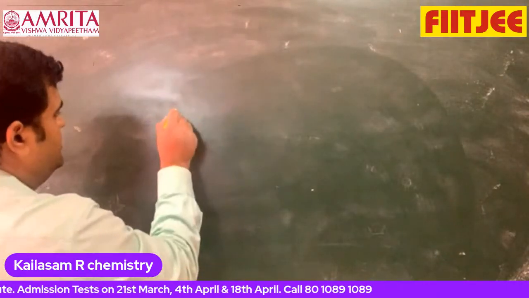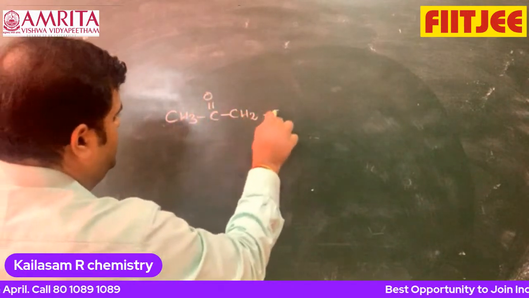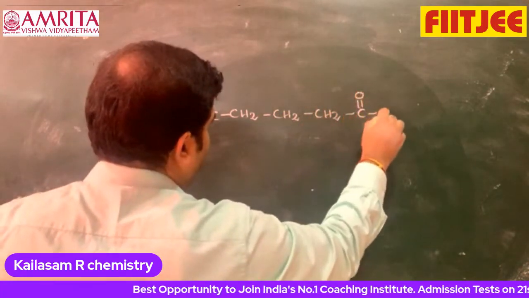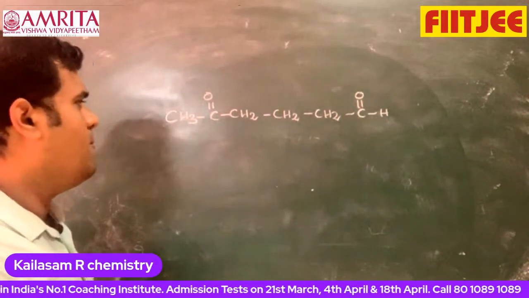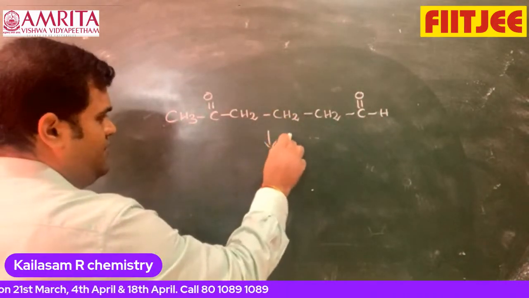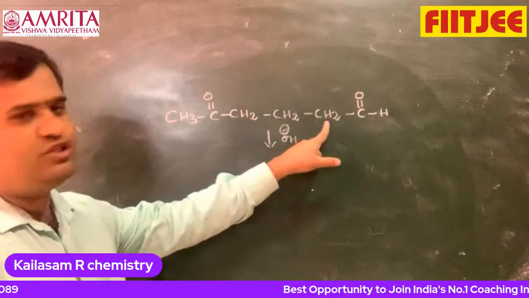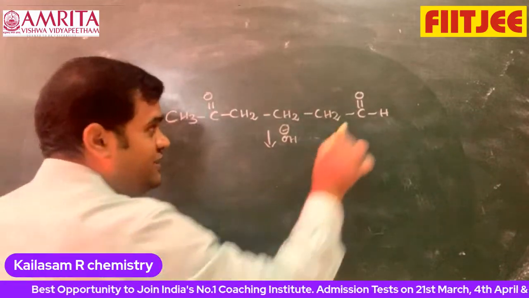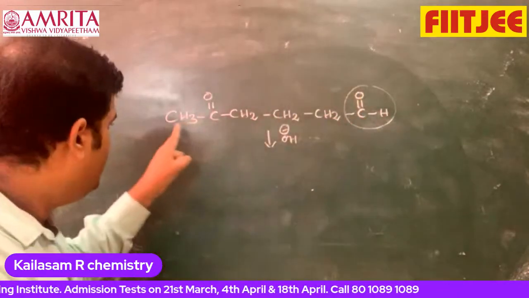I'll take CH3, C double bond O, then CH2, CH2, CH2, C double bond O, H. I'm taking it like this. Now, when I'm going to use a base here, an anion is generated here, and even here, because two carbonyl groups are there. But please understand, which undergoes nucleophilic addition faster? This one only. That means you should remove the hydrogen from the carbon next to the oxygen here, and only here the anion is going to generate.